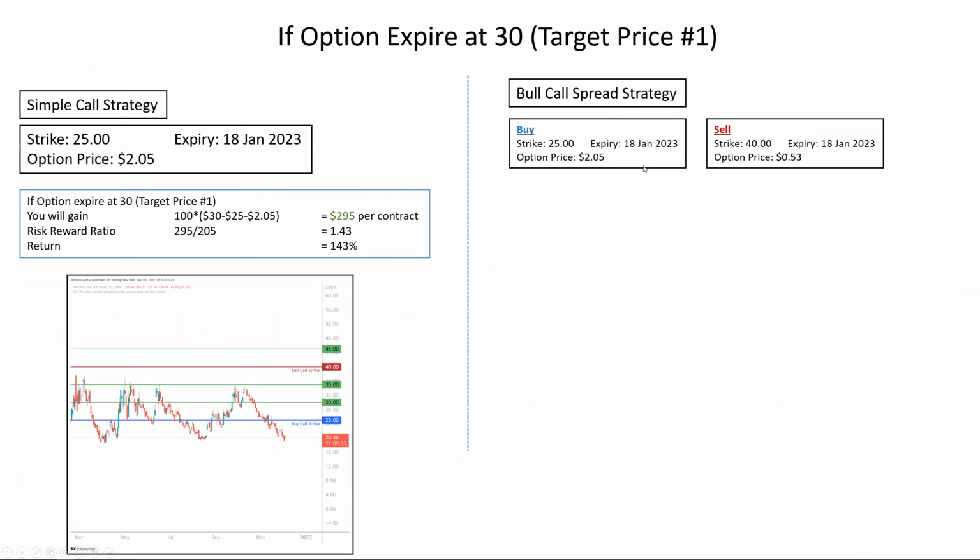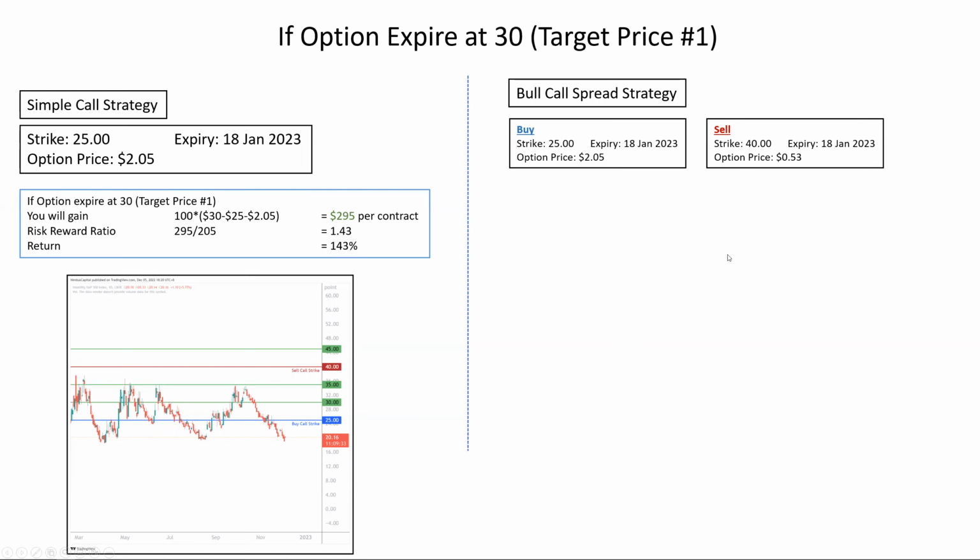The next scenario is, what if the option expires at 30, meaning VIX expires at 30, which is our target price number 1. So now let's recall the simple call strategy. If VIX expires at 30, you are going to get $295 profit, and you are risking $205, which should give you a risk reward ratio of 1.43. But you also spend $205 on your contract, meaning your return on your capital is 143%. Okay, so this one is easy to understand.